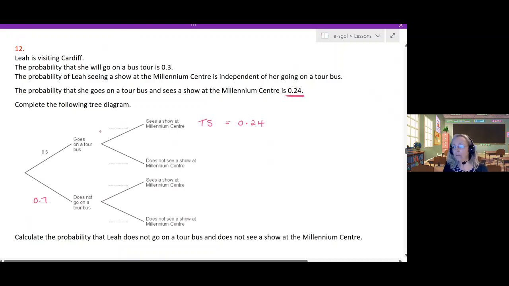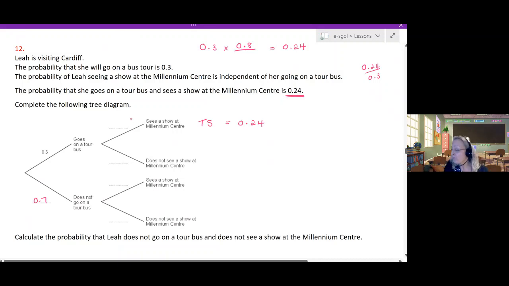So what we've got to work out is what did we multiply 0.3 by to get to 0.24. So I'm asking myself, 0.3 multiplied by something gives me 0.24. And I know that 3 eights are 24, so this probability here must be 0.8. But if I didn't know, and this was a calculator question, I would just do 0.24 divided by 0.3, and that's where the 0.8 would come from.